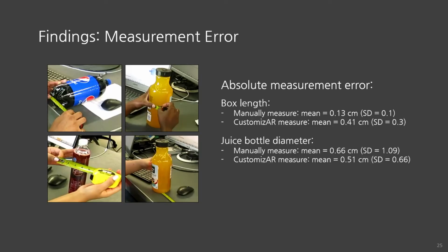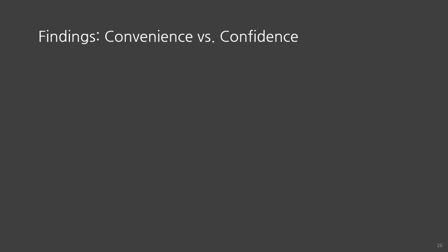Through the user study, we found that participants use different methods for measuring parameters, which introduce a large variance on measured values. While the measurement error for boxes was relatively low, it was much higher for bottle diameters. It shows that in this case, using CustomizAR reduces the impact of human error and decreases measurement error.